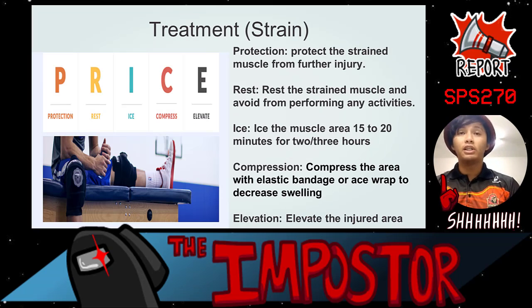Okay, I have done explaining about the RICE assessment. Right now I will explain about the PRICE assessment. This assessment is suitable to treat muscle strain. PRICE and RICE assessment are similar, but PRICE just adds protection to the steps. PRICE assessment is divided into 5 steps: P for protection, R for rest, I for ice, C for compression, E for elevation. Okay, first step, protection.